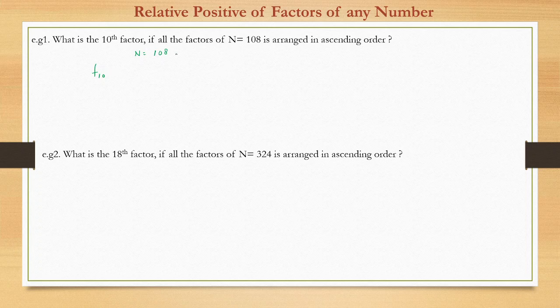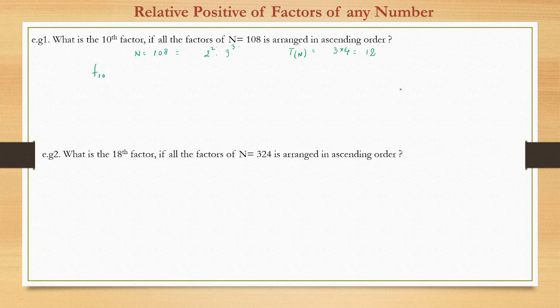And how many factors does 108 have? So we need to write it as 2 squared into 27, and then 3 raised to power 3. So the total number of factors would be 3 into 4, here 2 plus 1 and 3 plus 1. So this is 12.